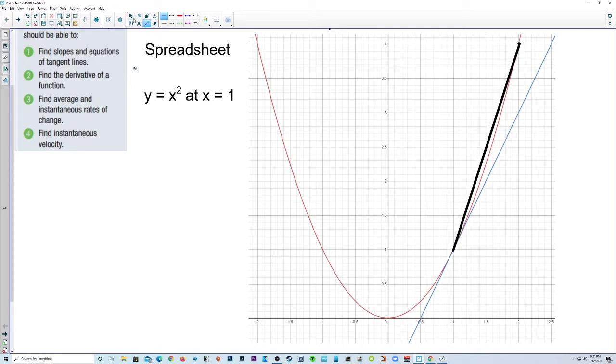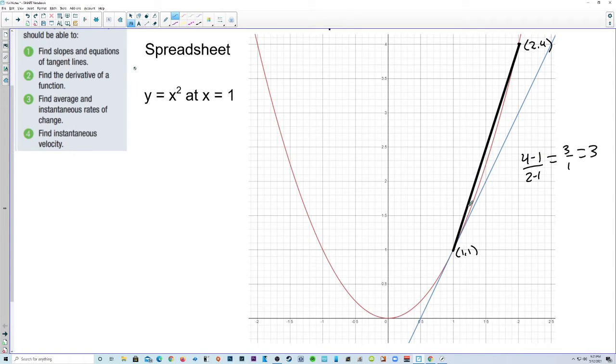The way that we get the slope of that secant line is we do y2 minus y1 over x2 minus x1. Now this is the point (2, 4), and this is the point (1, 1). We're going to take 4 minus 1 over 2 minus 1. That's 3 over 1. So the slope of the secant line is 3.